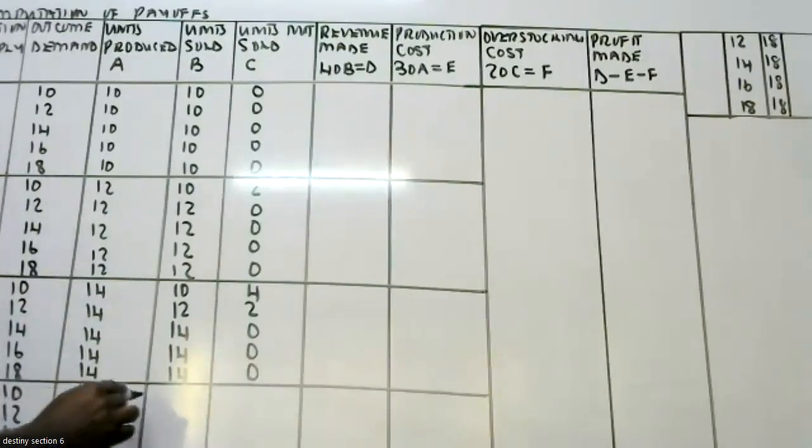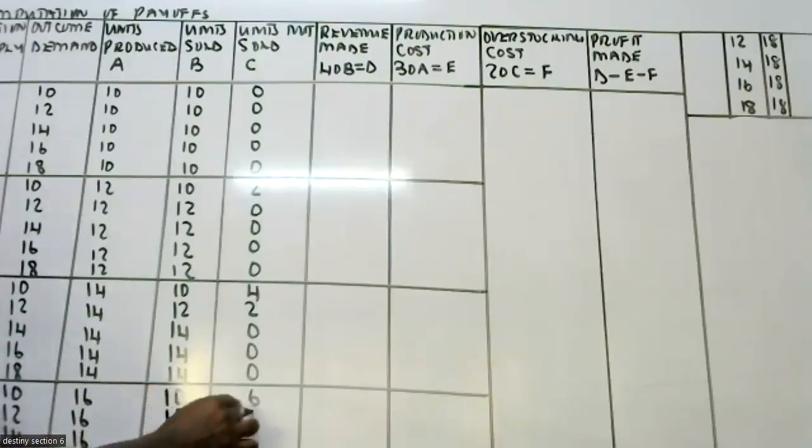Here we have produced 16, so we sell 10, we are left with 6. We sell 12, we are left with 4. We sell 14, we are left with 2. We sell 16, we are left with 0.